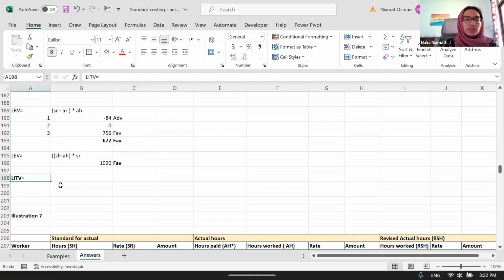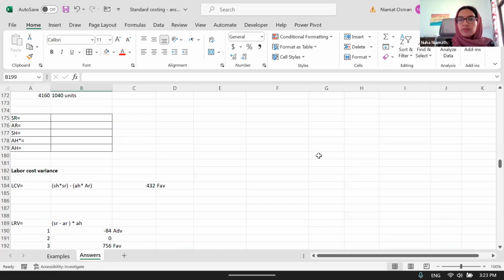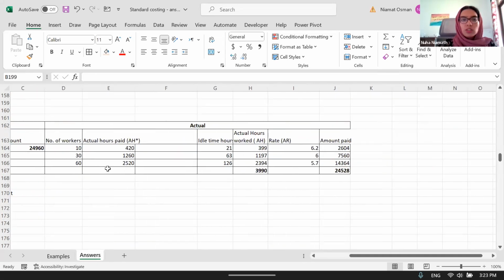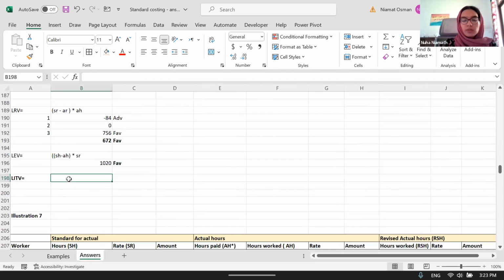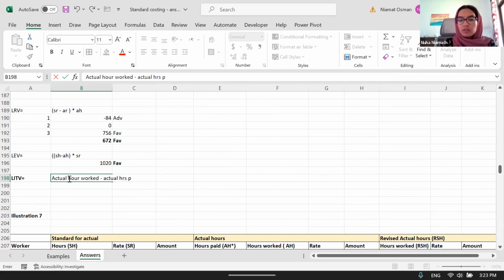Now coming to idle time variance. So here we have to find the difference between actual hours worked and actual hours paid. So we have paid for 4,200 hours and we have worked for 3,990 hours. So what is the formula for idle time variance? Actual hours worked minus actual hours paid. And what do you think? Will we use standard rate or actual rate? Standard rate. Perfect.